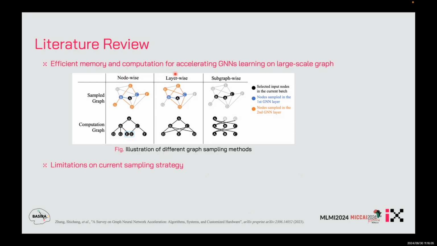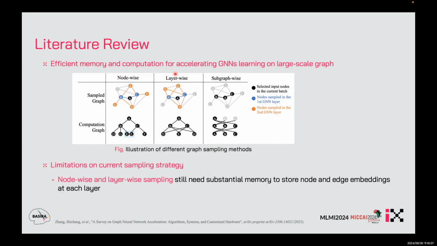However, there are some limitations in current sampling strategies. First, node-wise and layer-wise sampling still need special memory to store node and edge embeddings at each layer, and subgraph-wise sampling may introduce bias by treating samples as independent entities.